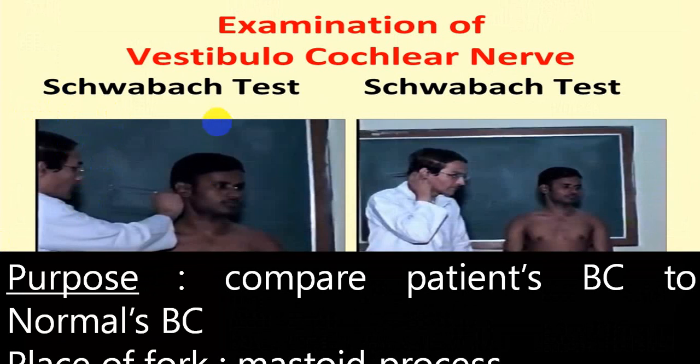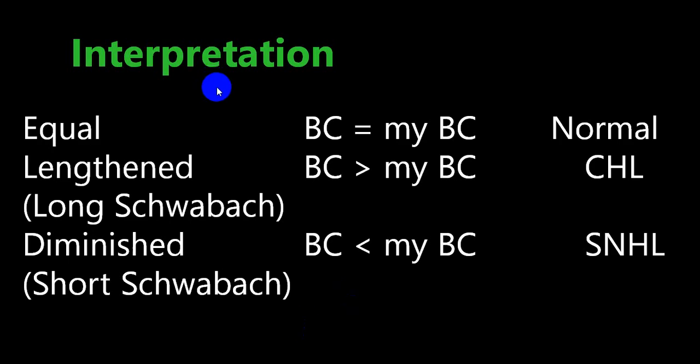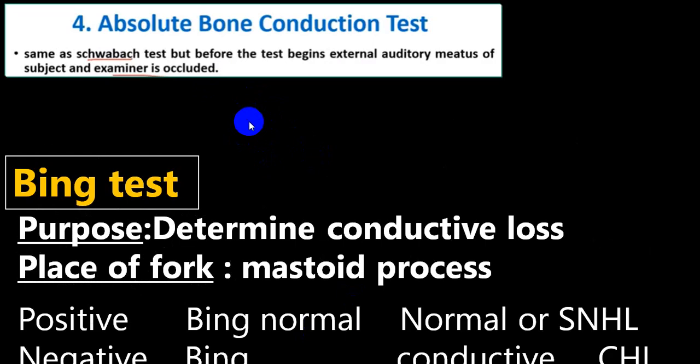Schwabach's test is same like Rinne's test. Hardly there is any difference. It is again a comparison of bone conduction to the bone conduction of yourself. So we compare the bone conduction of a normal person to a bone conduction of the person in whom you are doing a checking. That is called Schwabach's test. Interpretation remains on the bone conduction, that is indirectly it will be same like what we call as Weber's test. But only difference is you are comparing with your own bone conduction.